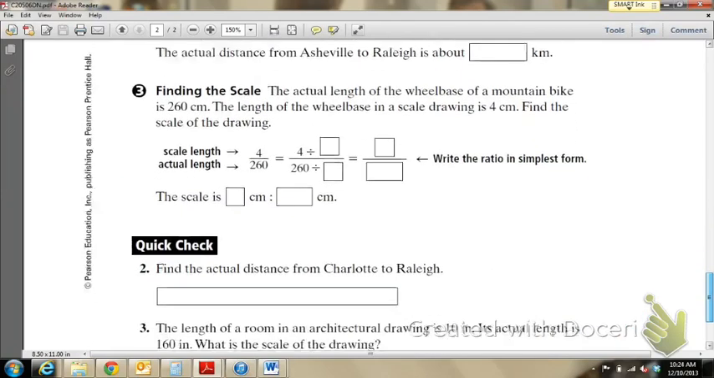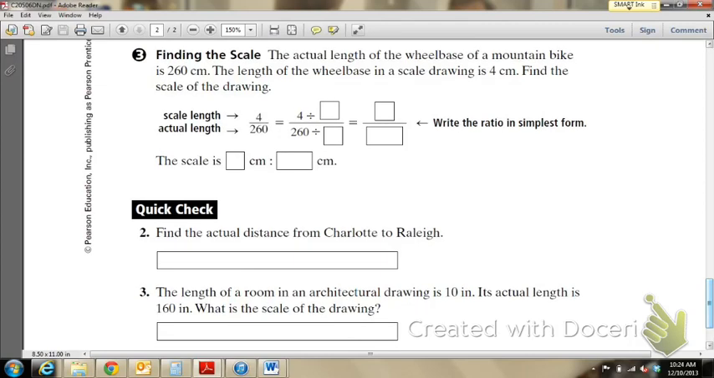Now what happens if they ask you to find the scale? Let's say they give you all the measurements. So in example 3 here, the actual length of a wheelbase on a bike is 260 centimeters. The length on the drawing is 4 centimeters. Find the scale. So usually you do the drawing over the actual, just so you get a proper fraction with a smaller number on top. So the scale length was 4 centimeters, so that went on top. The actual length was 260.